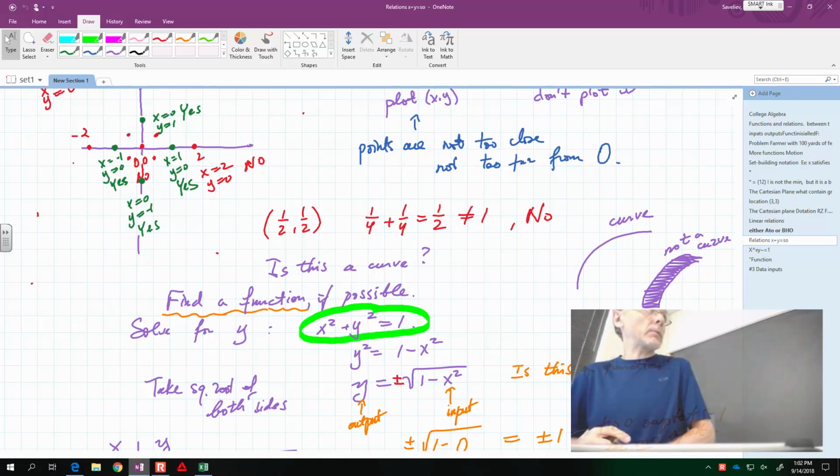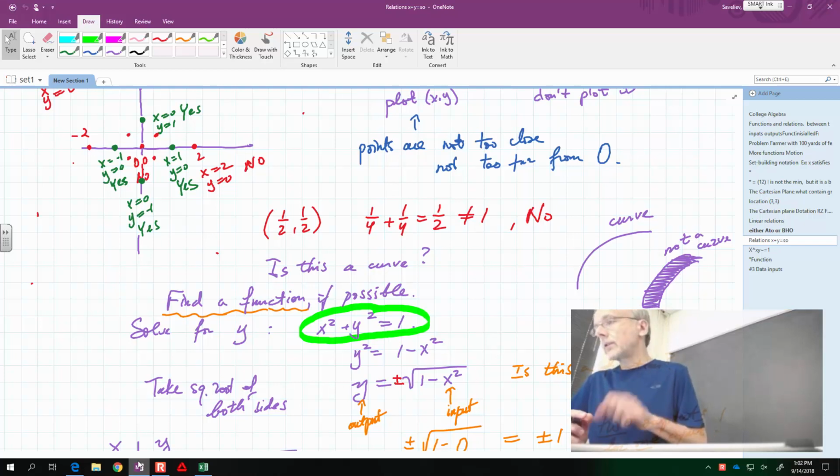Let me review what we did last time. It's an important transition from relations to functions. So once again, every function is a relation. Not every relation is a function.